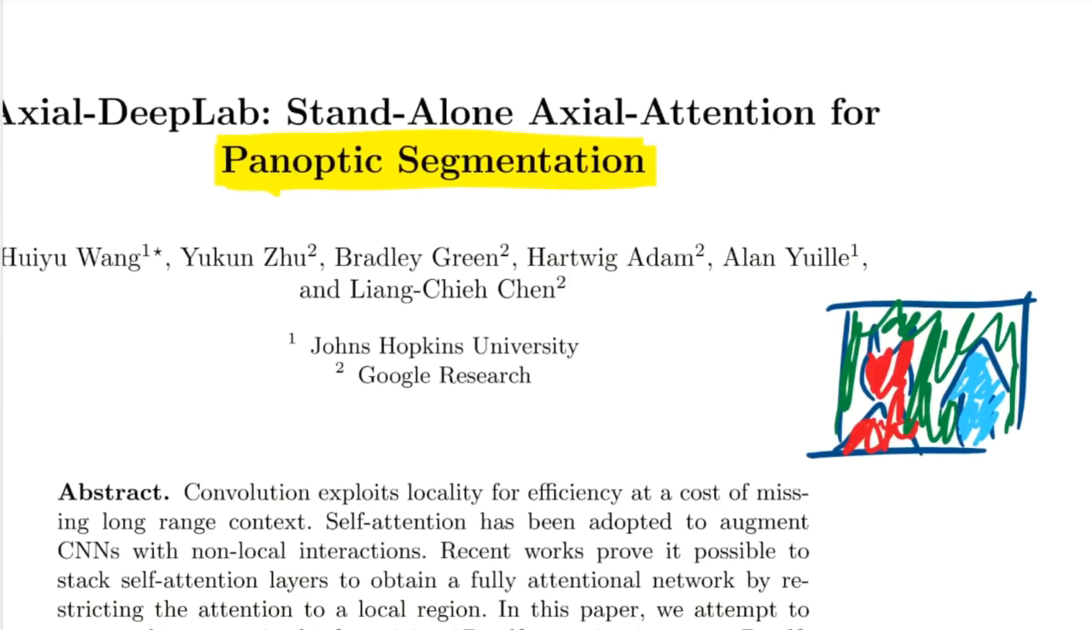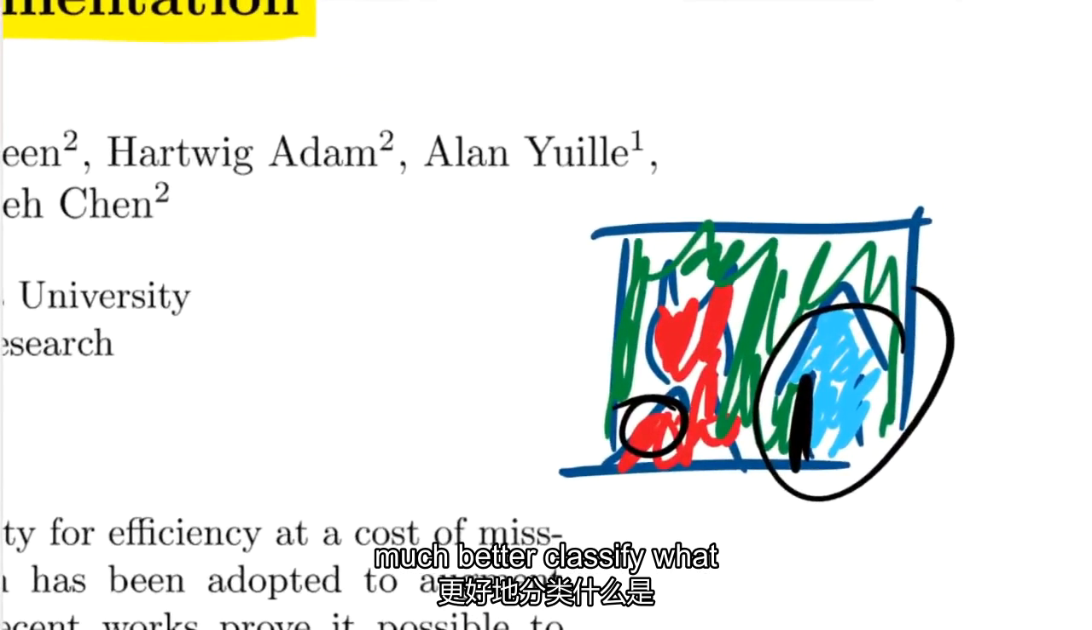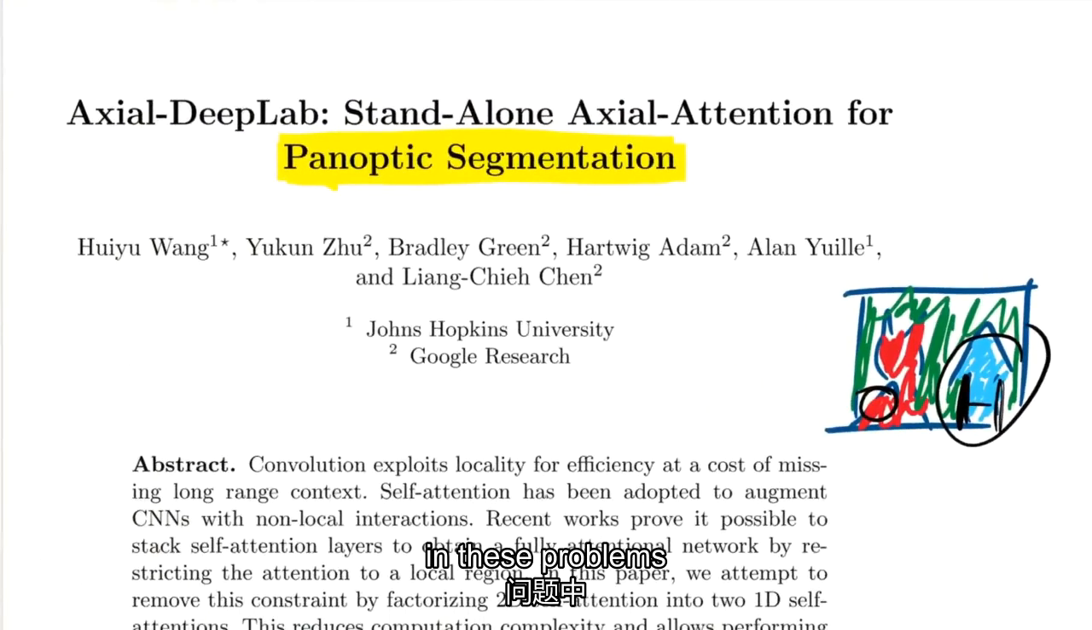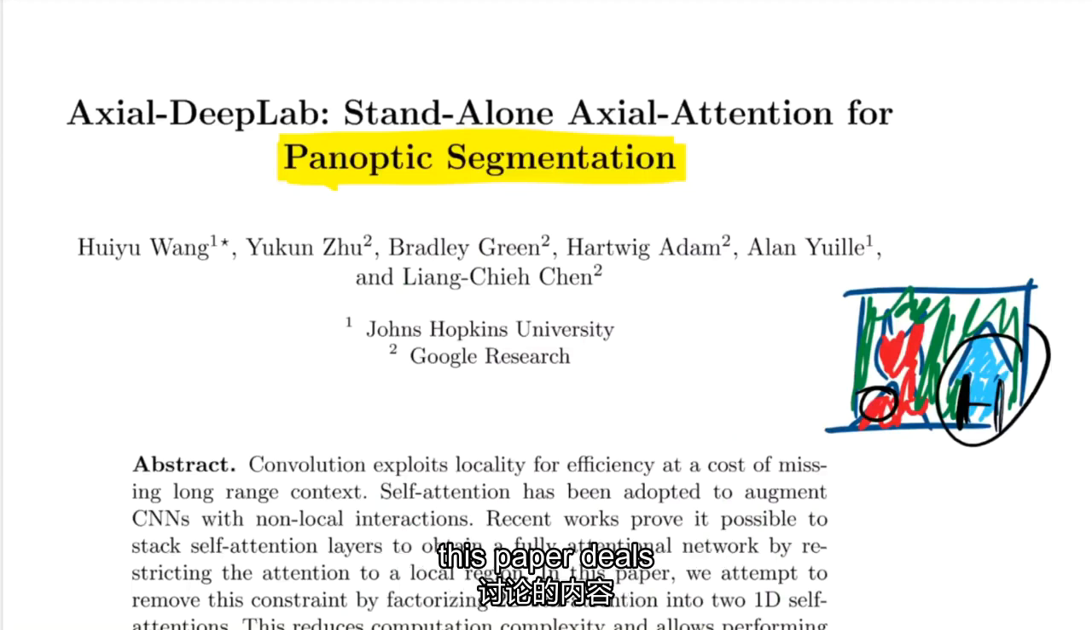For this problem, it's important that you're very precise, first of all, so you can look at pixels or clusters of pixels, and also that you take long-range dependencies into account. Because if you, for example, recognize that this is a house and you recognize that here's a wall right here, you might be able to much better classify what is wall over here and what isn't. So long-range dependencies play a role in these problems across images, and usually attention mechanisms are pretty good for these long-range dependencies, but they're also expensive, and that's what this paper deals with.